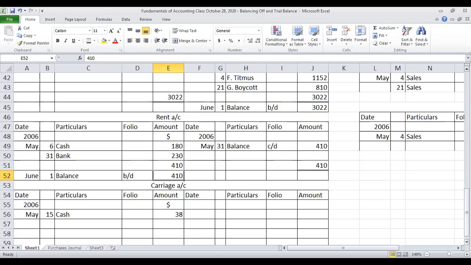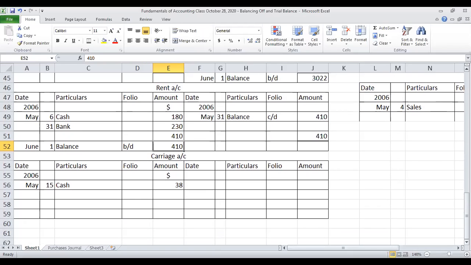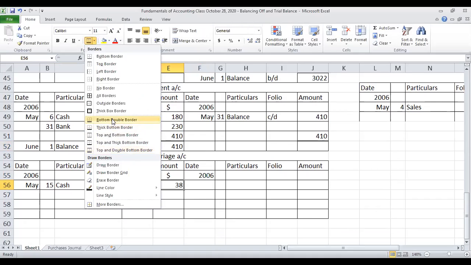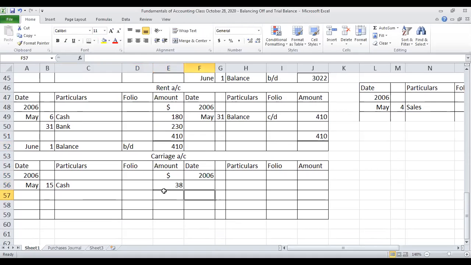Then you're going to balance out the carriage account now. Notice that in this case, you only have one item. So to balance this out, all you simply do is go over to the next side and draw a double line. No need to put in any single and double lines. Draw a double line there.